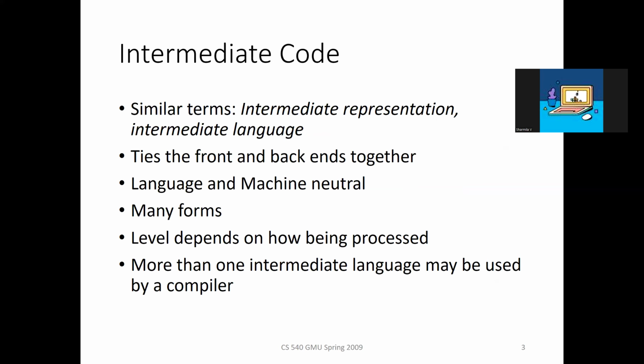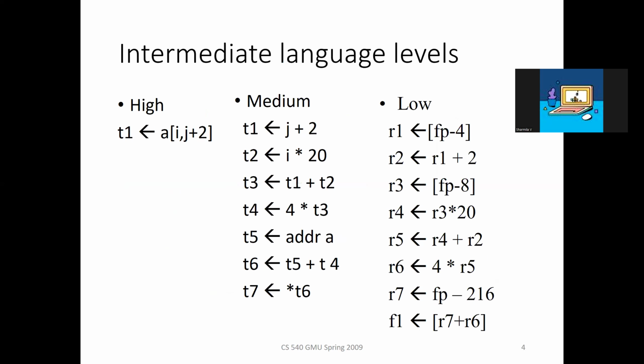The intermediate code is the intermediate representation language that ties the front end and back end together. That language is machine neutral, depending upon how it is processed. One intermediate language can be used by a compiler, and more than one intermediate language can also be used by a compiler. That is not a problem in intermediate code generation. At the intermediate language level, high, medium and low representations are possible, and a small example is given of how that is done.